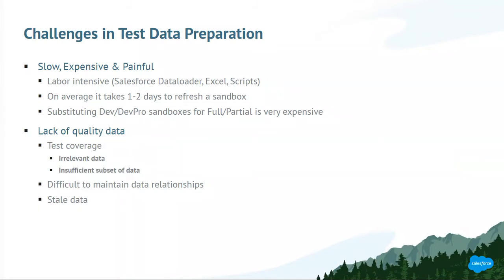Now, the second issue is quality of data. As I mentioned, fabricated data never really quite matches the sophistication of the data that actually exists inside your production org, nor does it match all the different data scenarios that exist inside your production org. It's a lot easier to write code against actual production data than to try to fabricate data and write code against that.